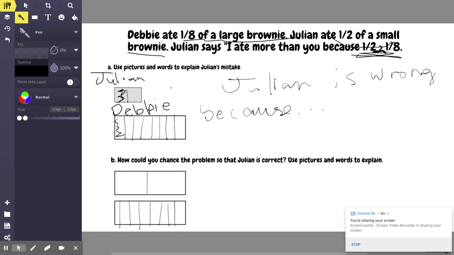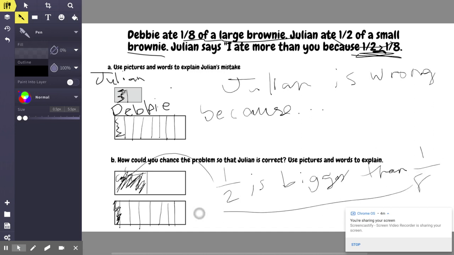Now there's 8 equal parts, and we can clearly see now if Julian ate 1/2 and Debbie ate 1/8, it's very easy to see that this 1/2 is indeed bigger than 1/8, which is represented in this picture right here.